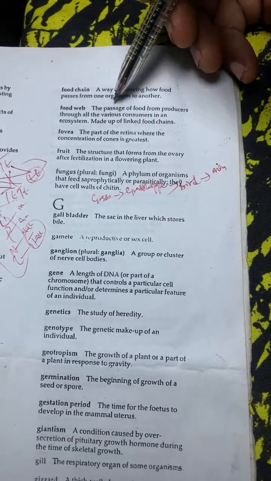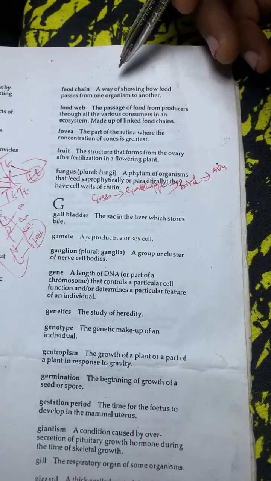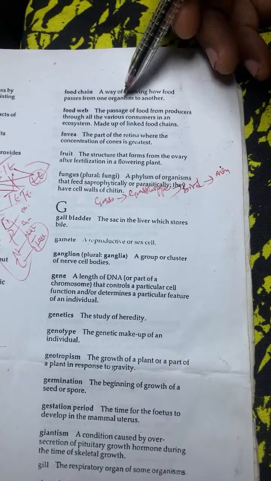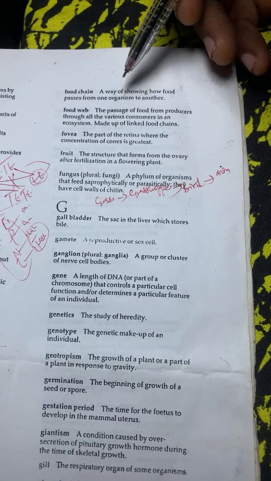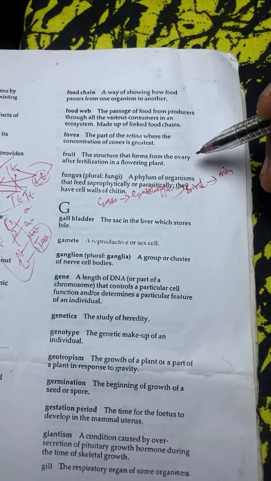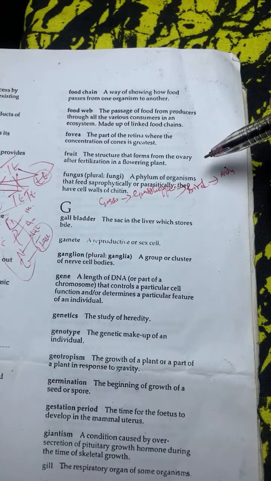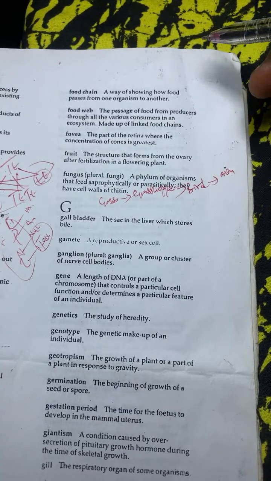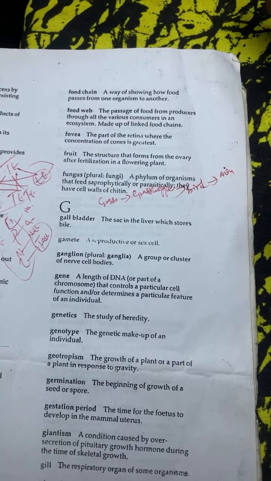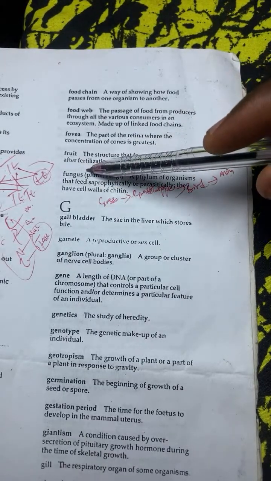We have food web. The food web is the passage of food from producer throughout all the various consumers in the ecosystem, made up of linked food chains. So that means when we have different food chains combined together, are we getting what I'm saying? We are going to form a food web. So that's why we call it food web, because it's completely housed up. It's huge. Different combination of food chains.